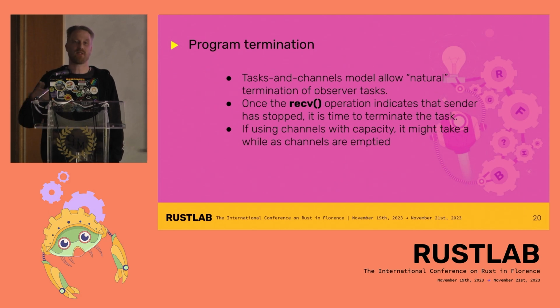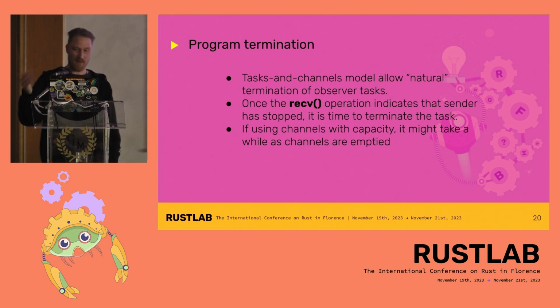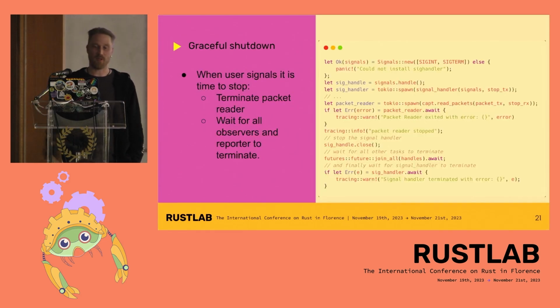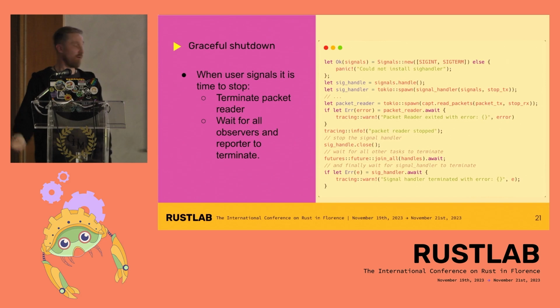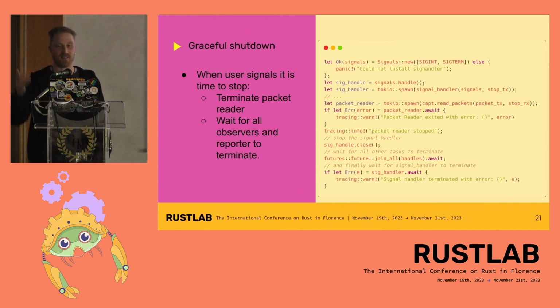So the observer knows that it's time to shut down. There won't be any data coming, so there's nothing more for the observer to do. If you are using, like us, channels with capacity, it obviously might take some time before the channel drains, but the error will come, the signal will come, and there is a nice signal to stop the system. So to do graceful shutdown with this architecture, we just hook up the signal handler so that whenever the user gives us a signal to terminate, we signal the packet reader that it's time to stop reading packets. That's why the packet reader has the signal.